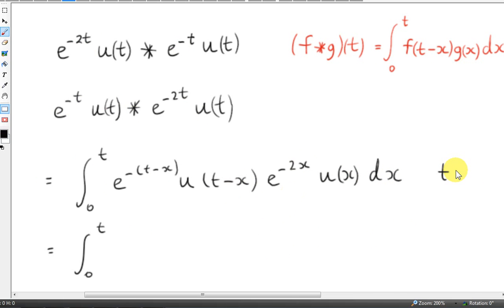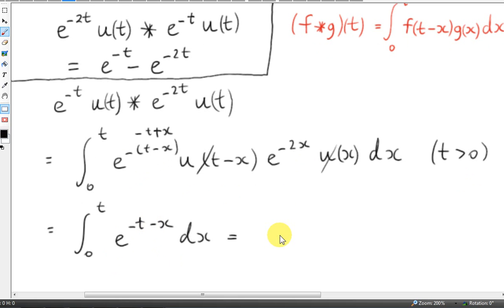As before, we're just dealing with positive values of t. If t is negative, then the integral is 0. And we know that both u's are equal to 1, so we can forget about them. Here we have minus t plus x, and we have to add that onto minus 2x. So we get minus t minus x.